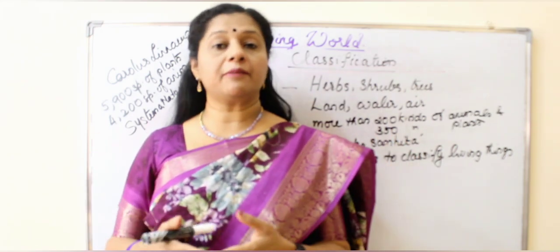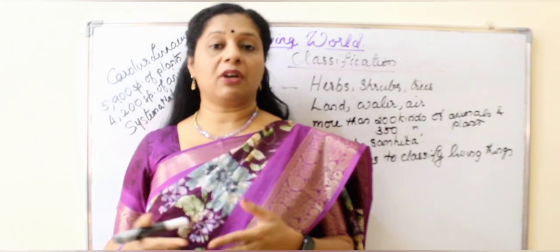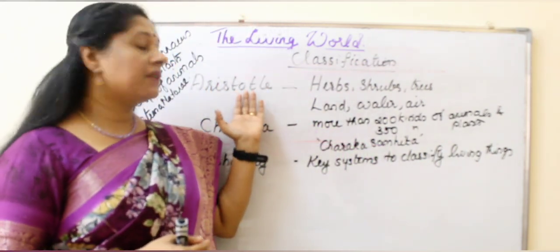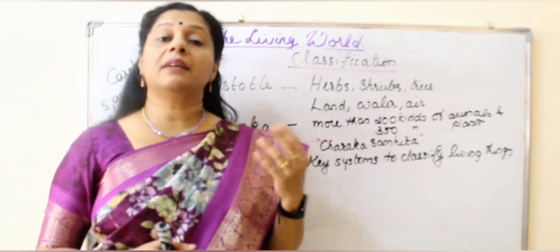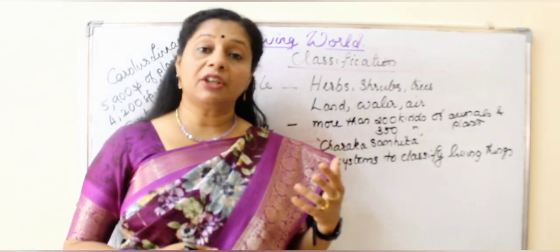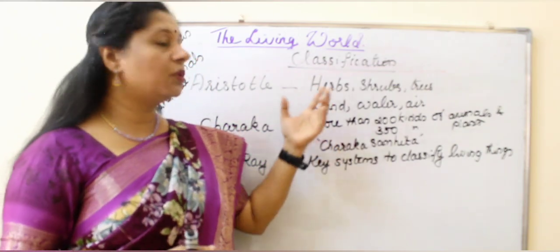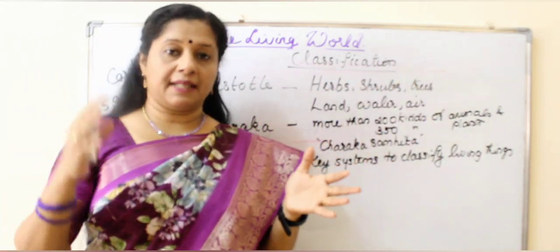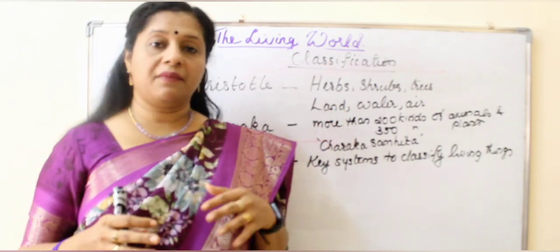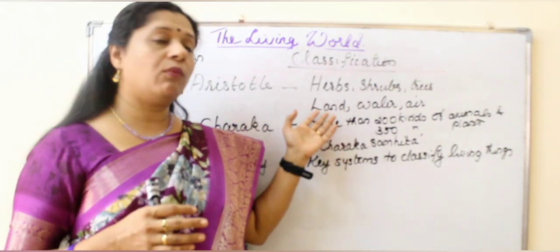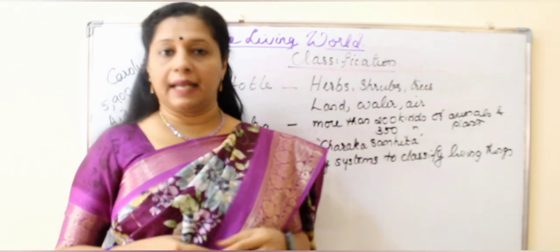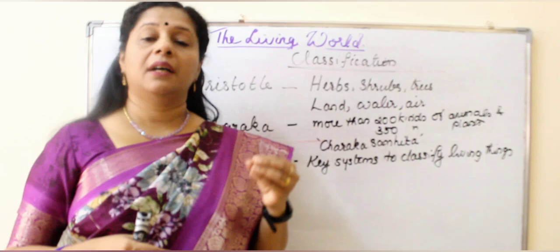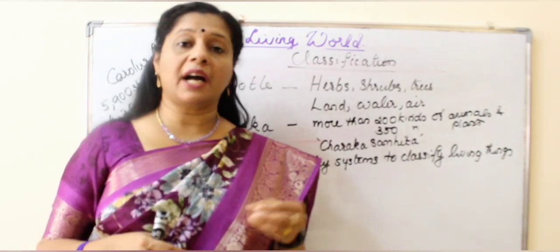There are different types of classifications we come across in the living world, but the pioneers in this field are, the first one, Aristotle. Aristotle is a Greek philosopher. He is known as the father of biology. He was the first person to divide plants into herbs, shrubs and trees based on their size. And animals he classified based on their habitat into the ones living on land, water or air. Next classification came from Charaka, who was actually from India, and he is known as the father of Ayurveda.